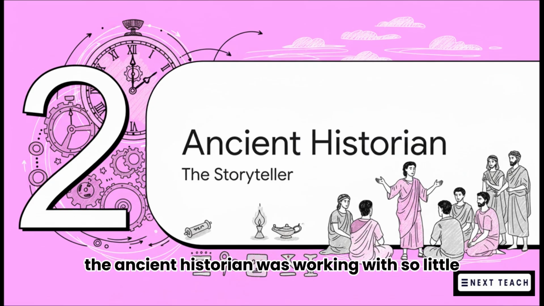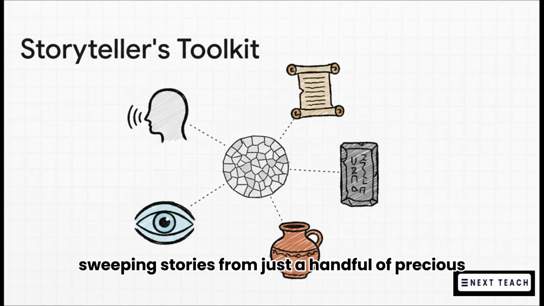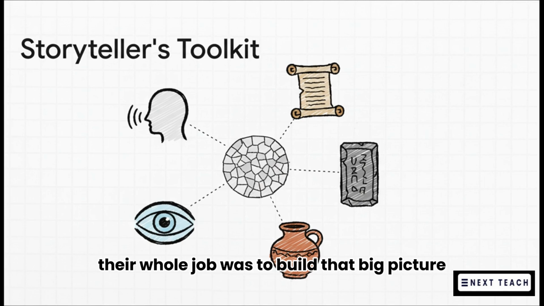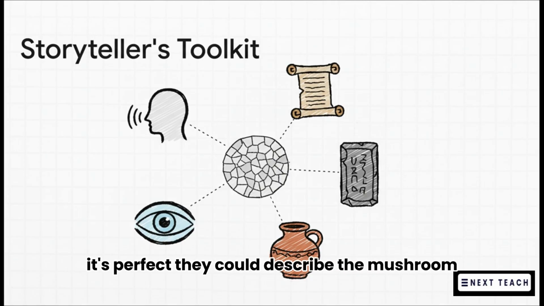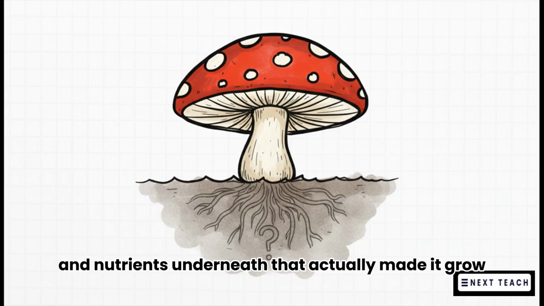You have to imagine, the ancient historian was working with so little. They had to be absolute masters at piecing together these huge, sweeping stories from just a handful of precious, often fragile clues. Their whole job was to build that big picture, even if all they had were a few broken pieces. And this mushroom analogy, it's perfect. They could describe the mushroom, what it looked like, its shape, its color. They could tell you what happened. But the nitty-gritty how and why, that was way harder to get to. They saw the mushroom, sure, but they had no way of seeing the invisible network of cells and nutrients underneath that actually made it grow.